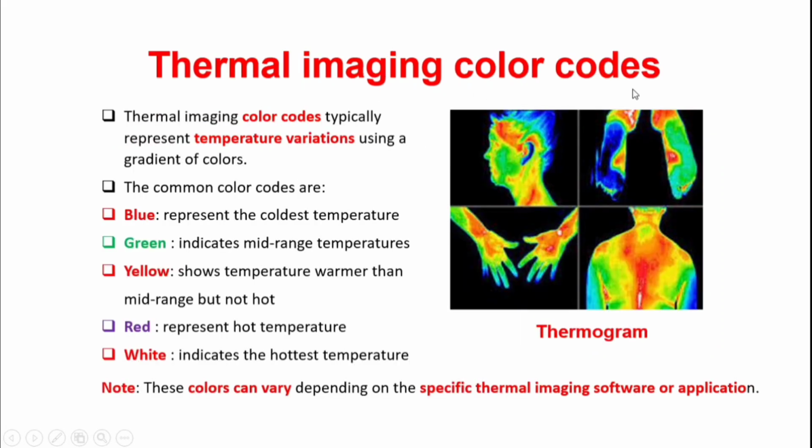Thermal imaging color codes. Thermal imaging color codes typically represent temperature variations using a gradient of colors. The common color codes are: observe the sketch, it consists of blue, green, yellow, red, and white. The blue-green colors represent the coldest and mid-range temperatures. Yellow represents temperature warmer than mid-range but not hot. And red color and white color represent the hottest temperature. These colors can vary depending on the specific thermal imaging software or application.